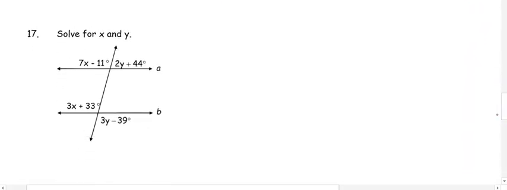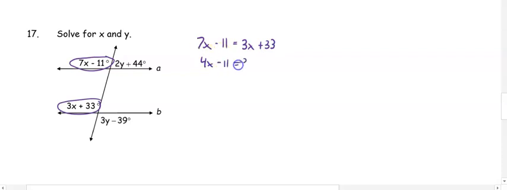In number 17, we want to solve for x and y. So first, let's look at the x angles. The x angles are corresponding angles, so they would be congruent. So we're going to set them equal. 7x minus 11 equals 3x plus 33. So as we solve, we get 4x minus 11 equals 33. We can add 11 to both sides. 4x equals 44. Divide by 4, so x is 11.